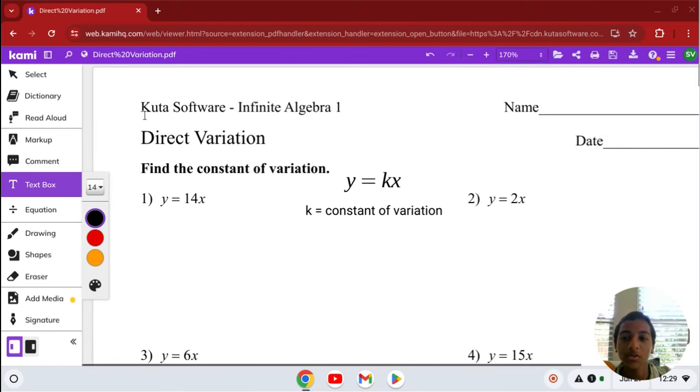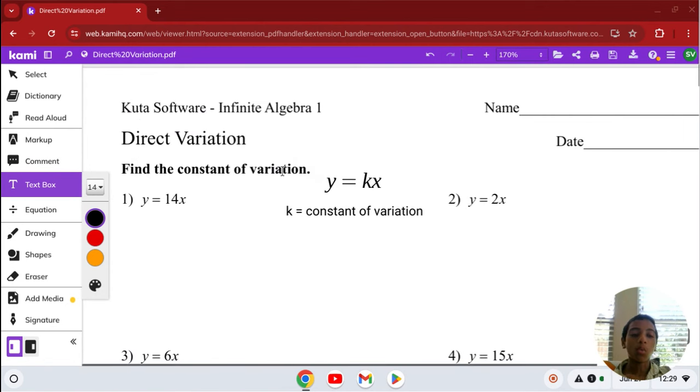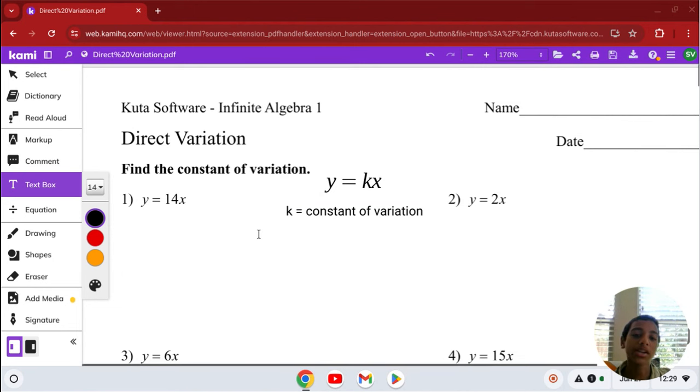Today I'm going to show you direct variation, which is basically when y varies directly as x. So when y changes, x changes. Here it says find the constant of variation, our first part. There's a form called y equals kx. Y and x are variables and k is a constant of variation.